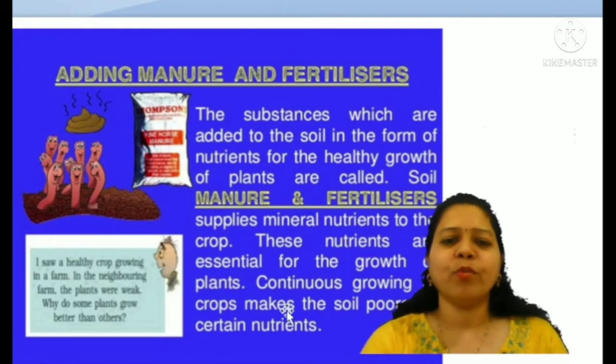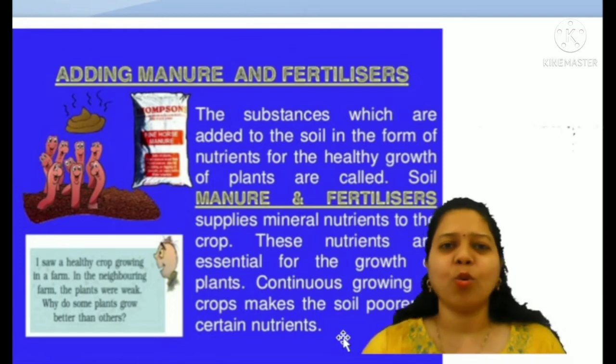Continuous growing of crops makes the soil poorer in certain nutrients. Now see, because of continuous growing of crops, the soil nutrients are reduced, and that's why we add external nutrients to that soil so that the crop will grow healthy.